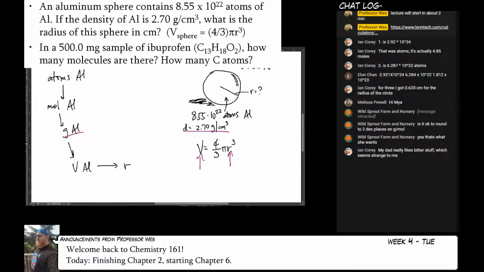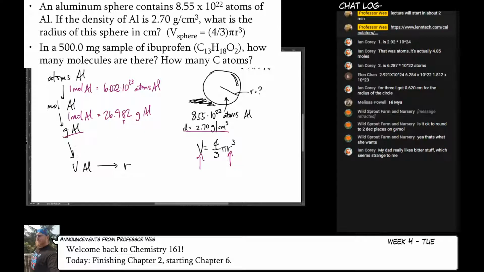So let's write out all the relationships. So in a mole of aluminum, there are Avogadro's number of atoms. And in a mole of aluminum, there are 26.982 grams of aluminum. And again, I'm just writing all the numbers that I have. If you just stop right here, that's okay.